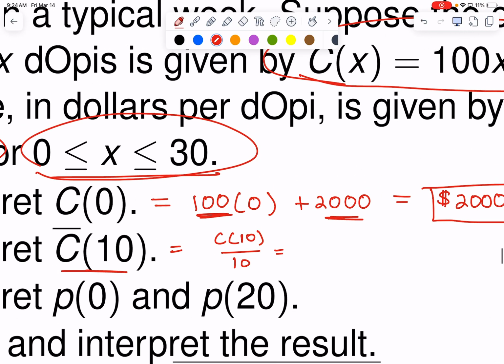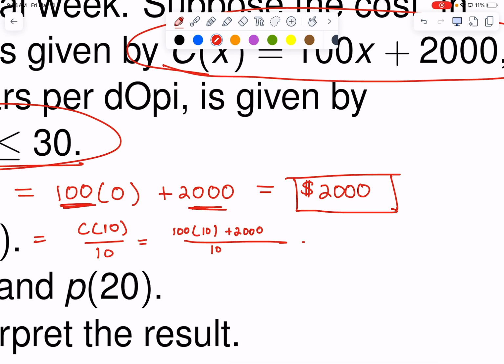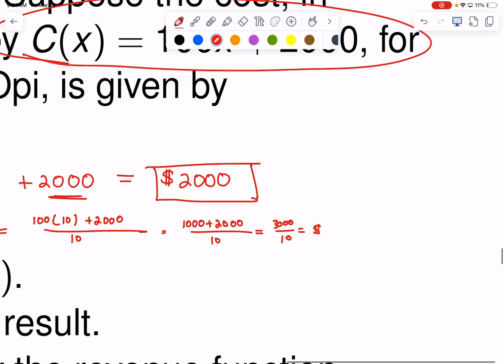All right, so C of 10, that's going to be 100 times 10 plus 2,000, divided by 10. So that's going to give me 1,000 plus 2,000 divided by 10, which is 3,000 divided by 10, which would be what? 300. So it's going to cost me about $300 per dopey.